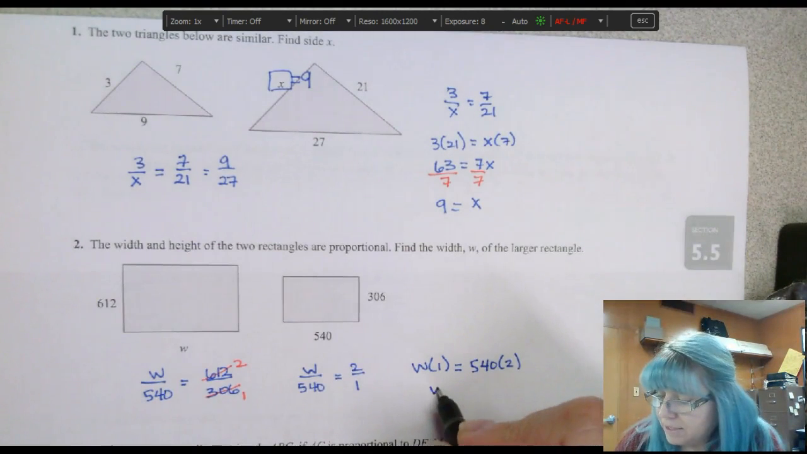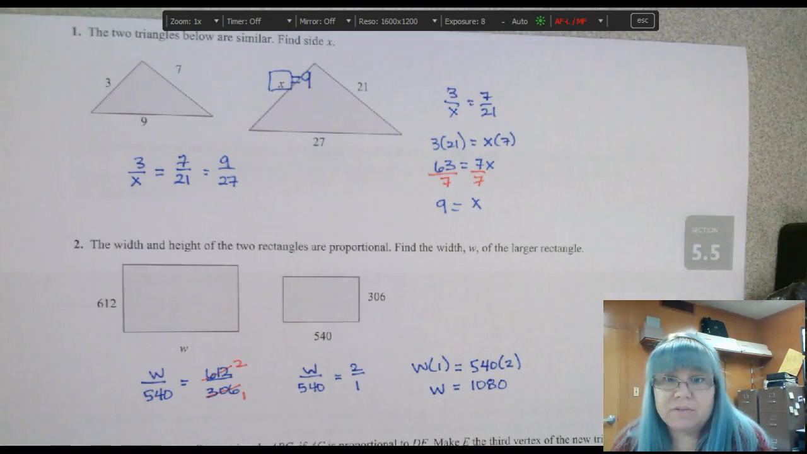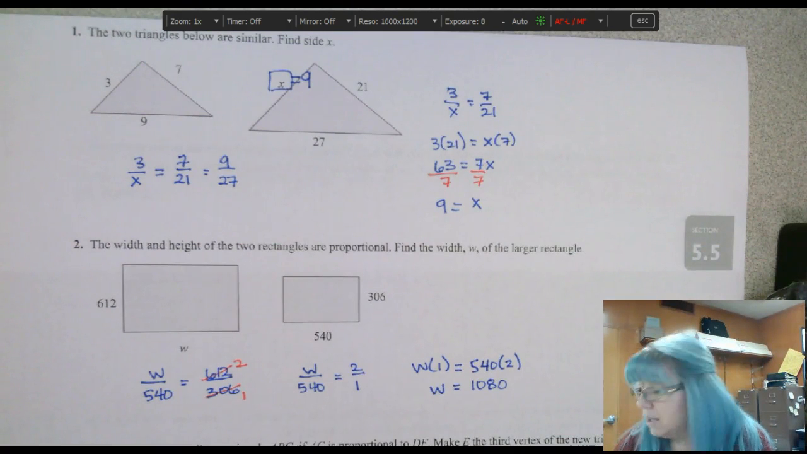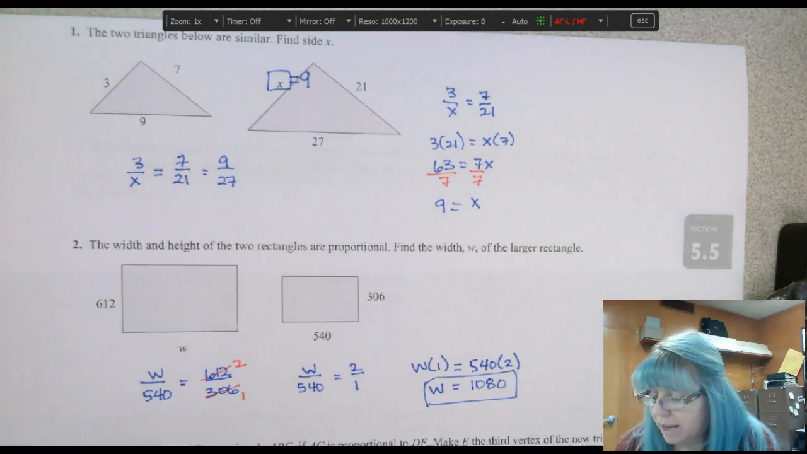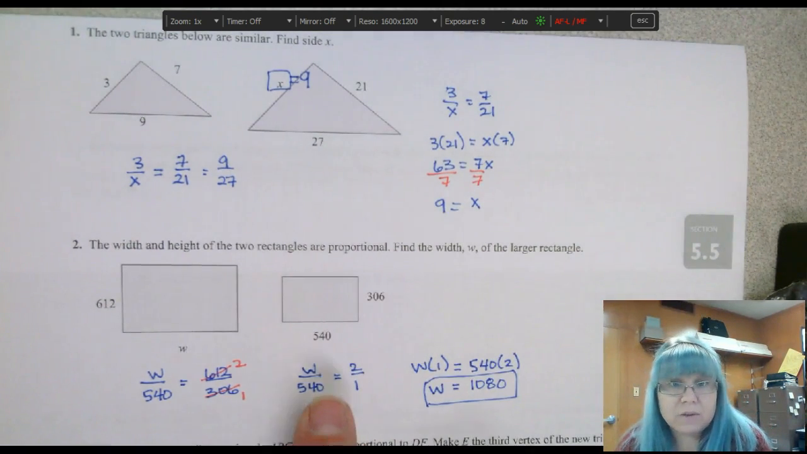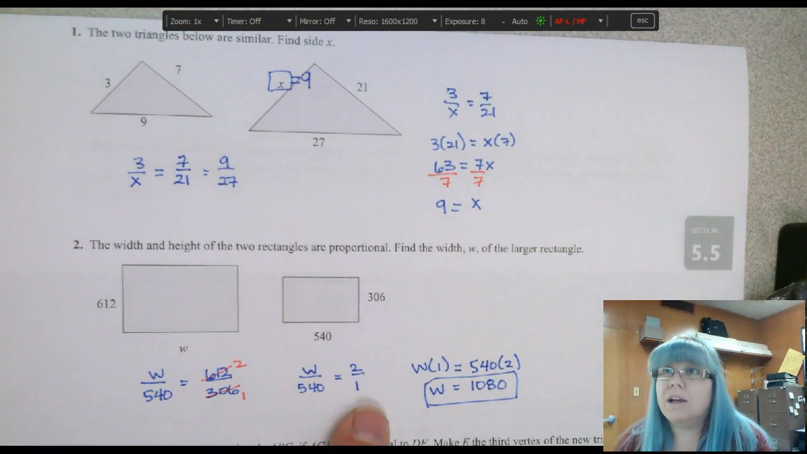Okay. That leaves W equals 1080. Right? 540 times 2 is 1080. So there is our answer. It's okay to do this. It's okay to reduce. Okay? It's okay to reduce before you do. It's reduce now versus reduce later.